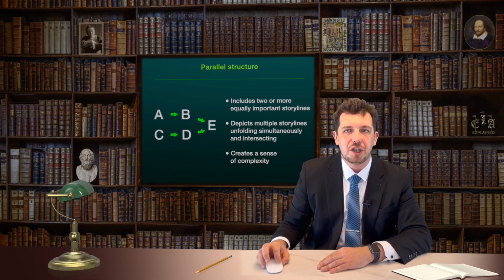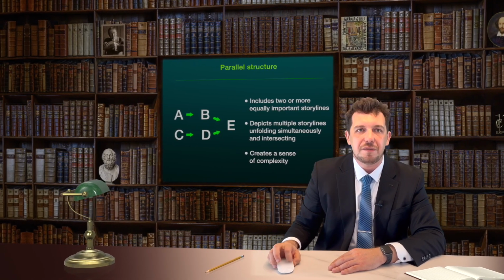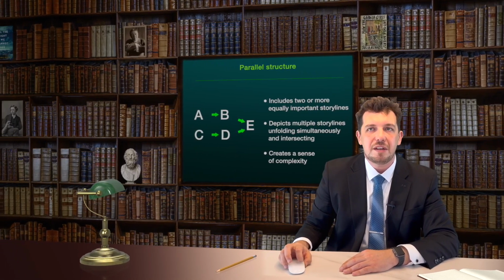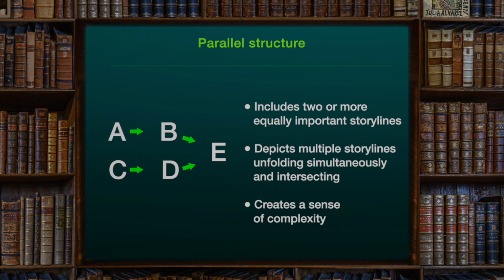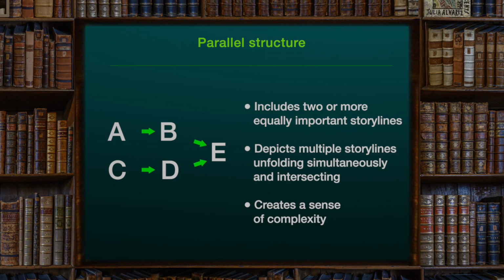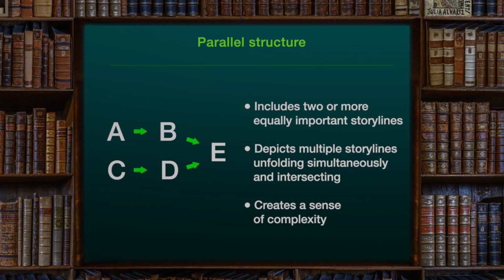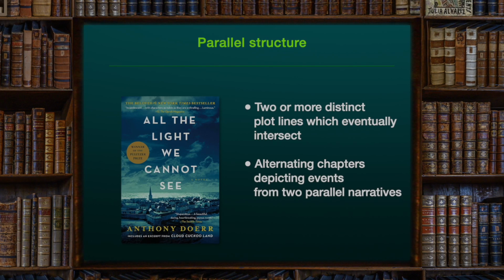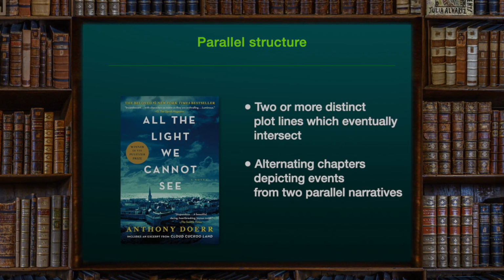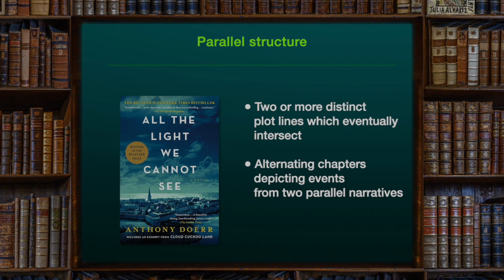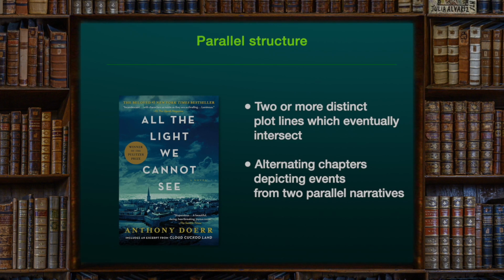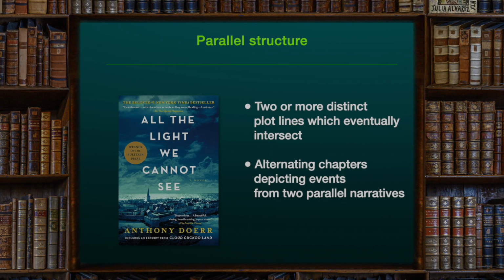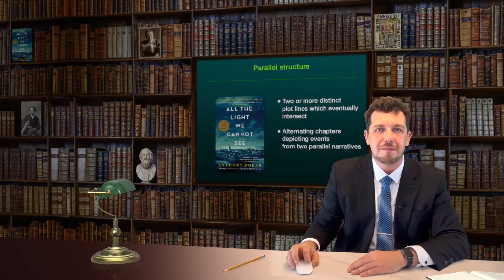A parallel plot structure makes use of at least two separate narratives, which eventually intersect. The narratives can be connected by a common event, theme, or character. Parallel narratives often shift between plot lines, offering a more engaging and dynamic reading experience. The novel All the Light We Cannot See employs this plot structure, shifting between the events in the lives of three characters. These stories ultimately intersect. The separate plot lines are connected by a common setting, the Second World War in Europe. Interestingly, the novel also begins in medias res.